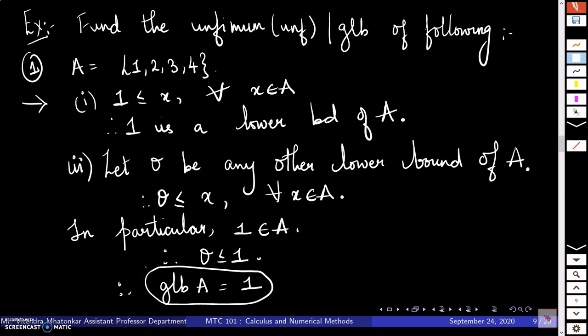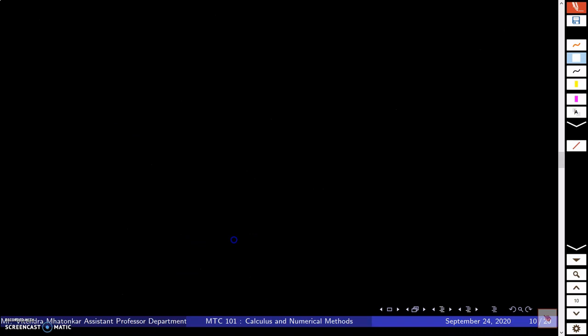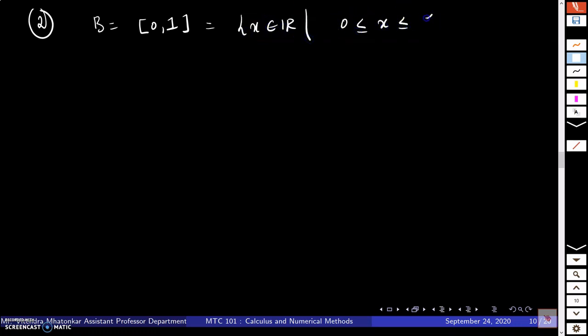I hope this is understood by all of you. Now, let's look at one more example. Supposing I have the set B, which is the closed interval [0, 1]. This is defined as the set of all real numbers x such that 0 is less than or equal to x and x is less than or equal to 1. So 0 is there, 1 is there, and all the numbers between 0 and 1 are also there. This is the set on the number line.